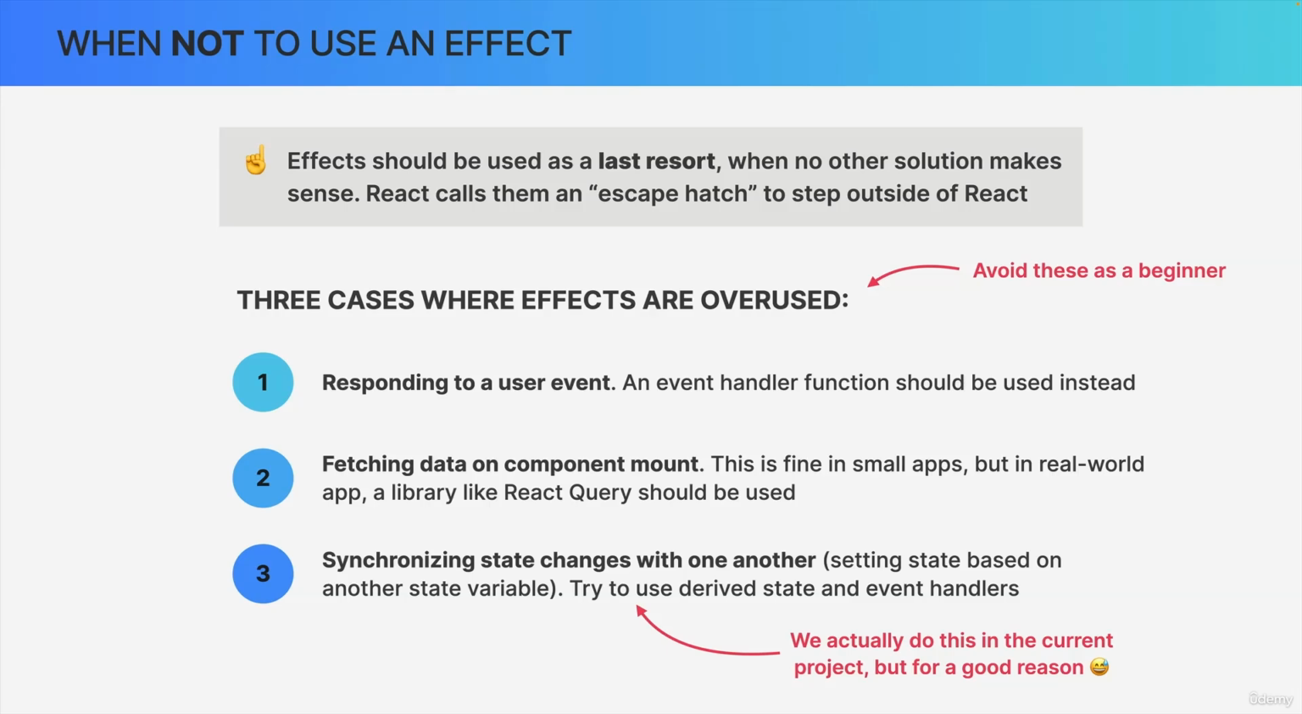So basically, all these suggestions need to be taken with a grain of salt, as always. So really, in fact, everything is acceptable in certain situations and in certain doses. But generally speaking, instead of using an effect to set state based on another state, you should rely on derived state and event handlers.